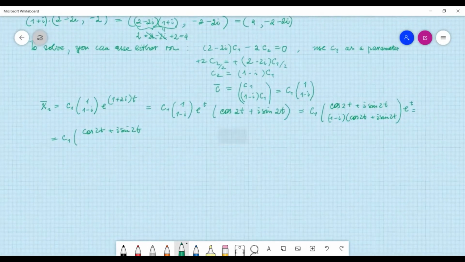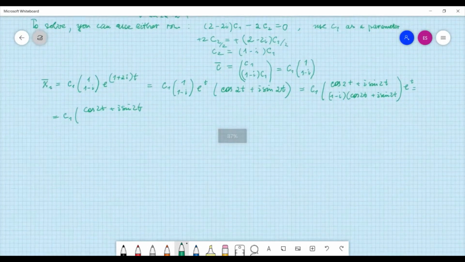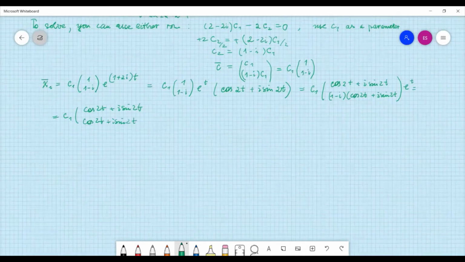Like this. Okay, so first I multiply by 1, cosine and sine, right? So I have cosine of 2t plus i sine of 2t. Then multiply by negative i: minus i cosine of 2t, and plus i times i is minus 1, and minus by minus is plus. So we are going to have sine of 2t. Looks a little bit crazy.